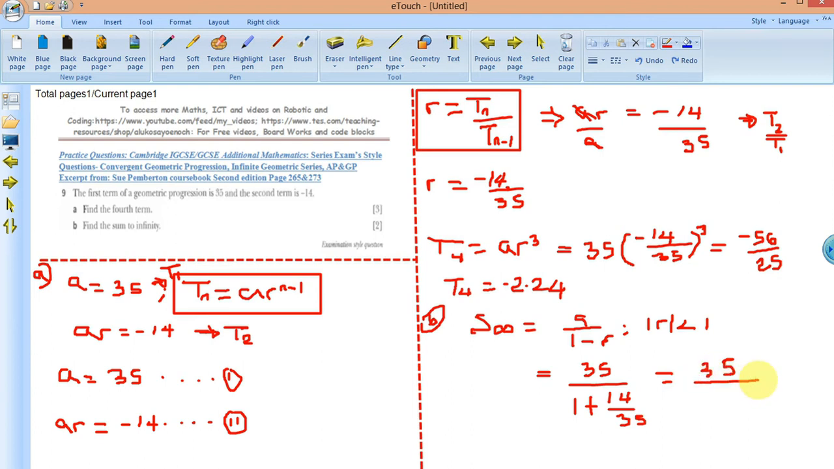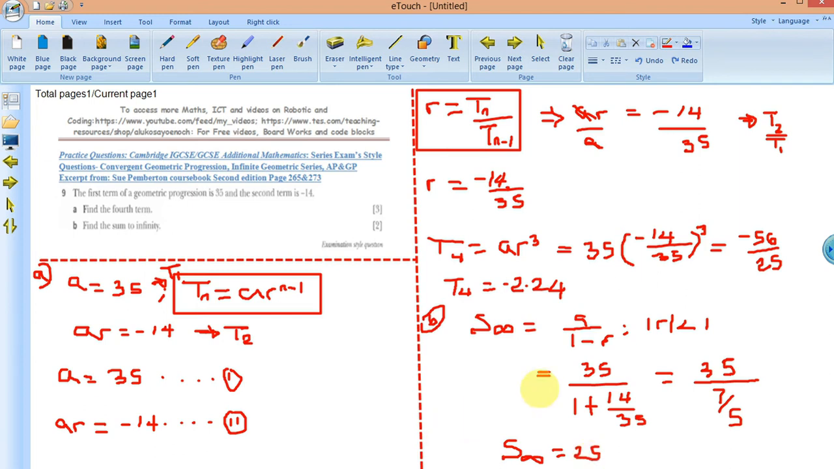Okay, so what do you have there? 1 plus 14 over 35 is what? 1 plus 14 over 35 equals 7 over 5. So 35 divided by 7 over 5, that is what? 35 divided by the answer equals 25. Don't forget, it has to converge to a finite number. So you have to get a finite number, so that's correct, 25.